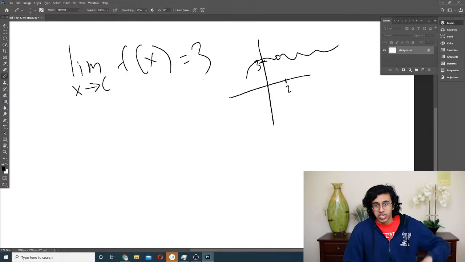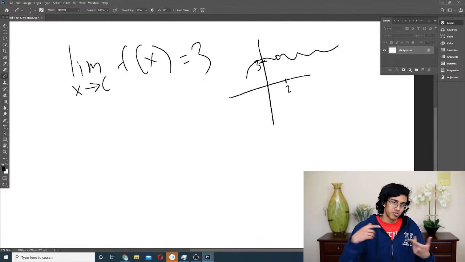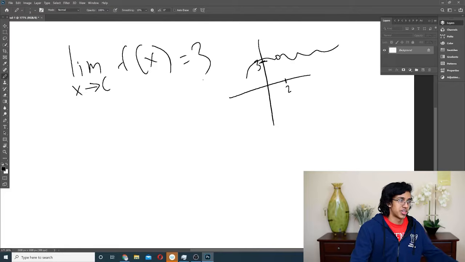Now the technical definition is pretty useless, so I'm not going to bore you with that, but if you want to search it up, it's some random delta and epsilon nonsense that you're not going to use. Holes are the easiest limit to deal with because it's literally just what it approaches on both sides. Then, of course, there are asymptotes, right?